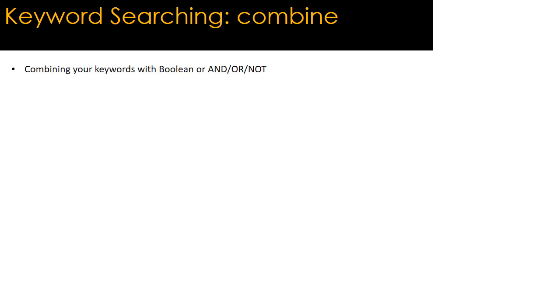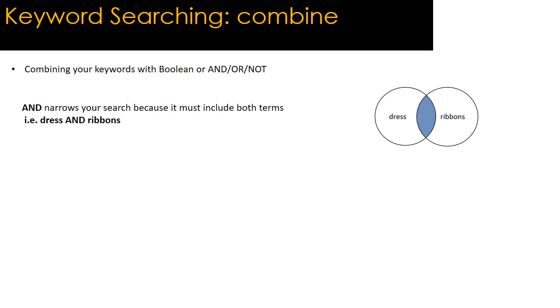Once you have your list of keywords, you then want to think about combining these to search effectively. We call this Boolean operators: AND, OR, NOT. AND will narrow your search because it must include both terms. So for example, if you were searching for dress AND ribbons, you would only be looking for those results which included both of those words.